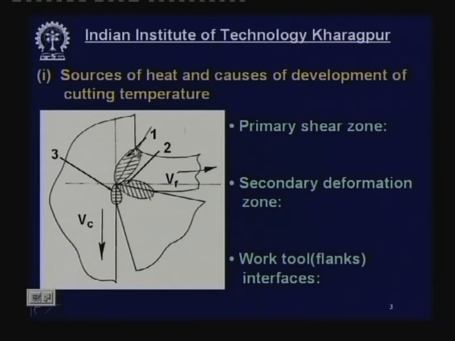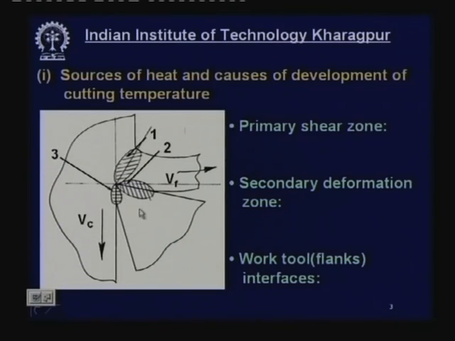Now, the sources are, the first is the primary deformation zone indicated by 1, where the plastic deformation takes place and the chip comes out and separates from the workpiece in the form of chip and flows out. Here the mechanical energy expended for shear deformation is converted into heat. Next one is the chip tool interface, which is also called secondary deformation zone. Because of the rubbing and secondary shear, a lot of heat is further developed in this zone called 2, secondary deformation zone. And at the flanks also heat is generated to some extent.